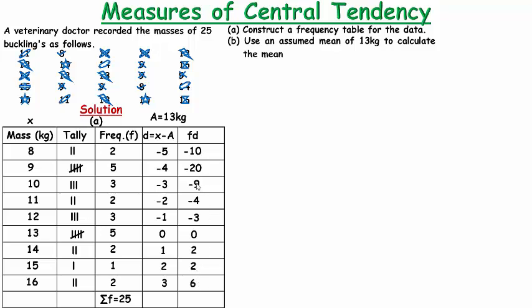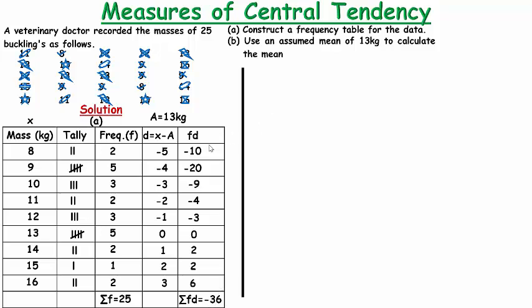So all I need to do is to sum up the last column. Minus 10, minus 20, minus 9, minus 4, minus 3, plus 2, plus 2, plus 6 equals the summation of FD, summation of this column. As I've mentioned earlier, this symbol stands for summation, and FD means the product of frequency and the deviation. So if you sum up this column, it boils down to minus 36.